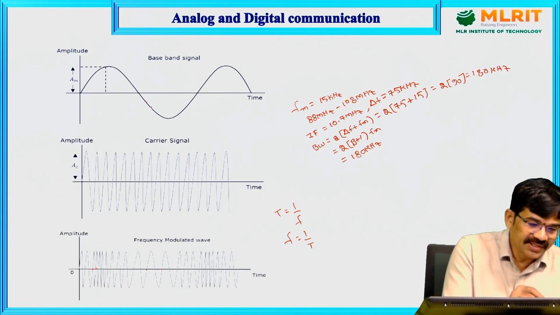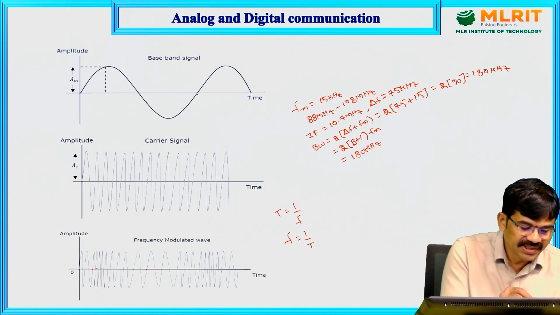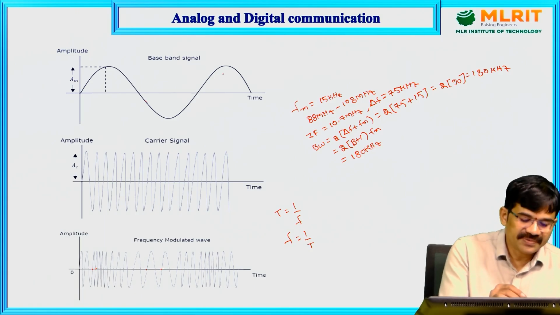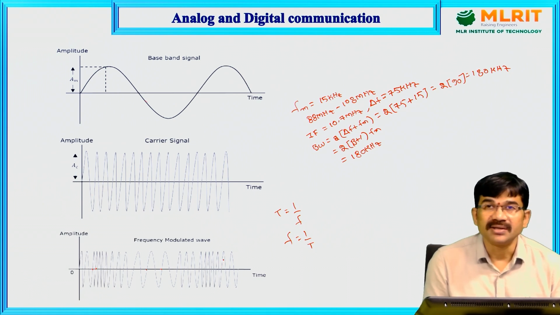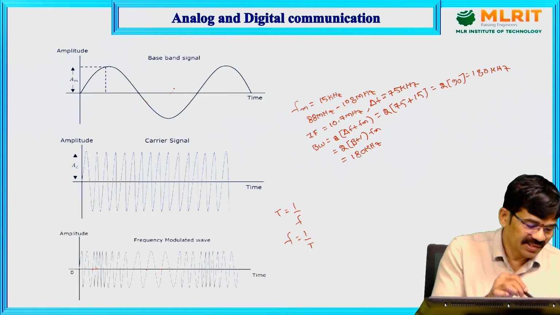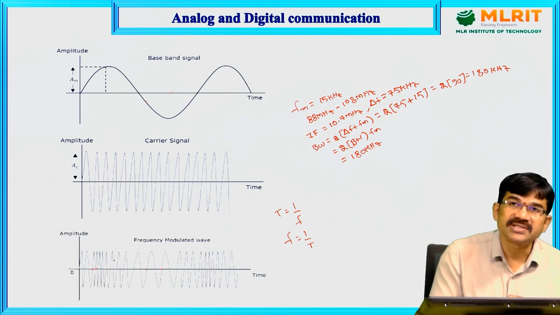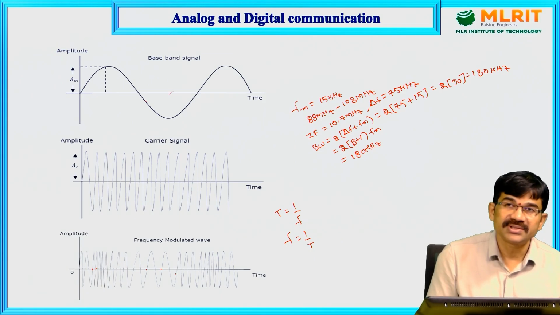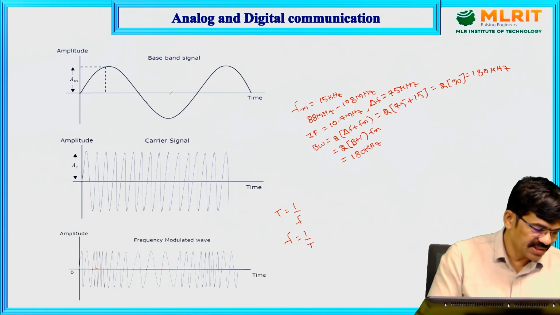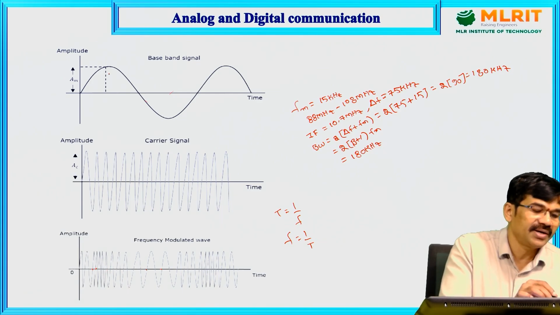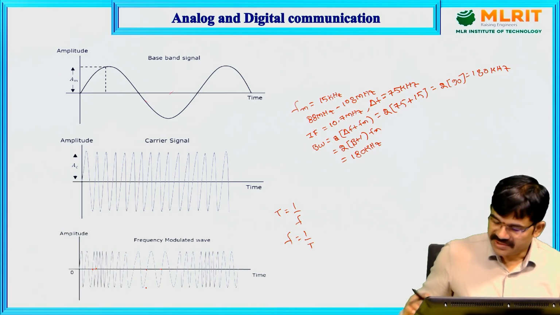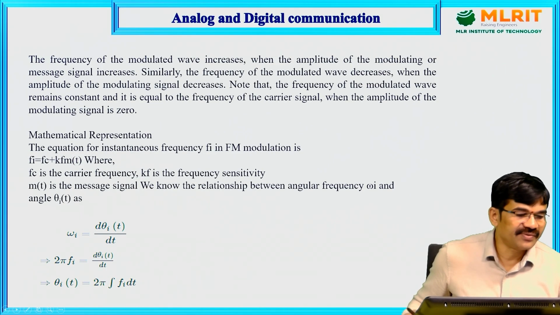So whenever in the negative half cycle of the modulating signal, we are transmitting the low frequency signal. In the positive half cycle, we are transmitting the high frequency signal. As per the amplitude of the message signal, the carrier signal frequency is varying. Why? Because the frequency of the carrier is varying according to the modulating signal. So we are calling it frequency modulation.